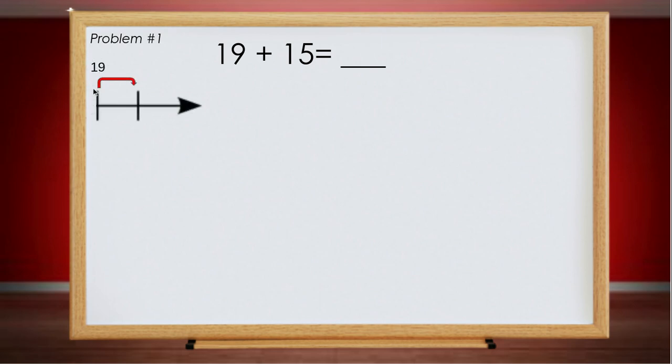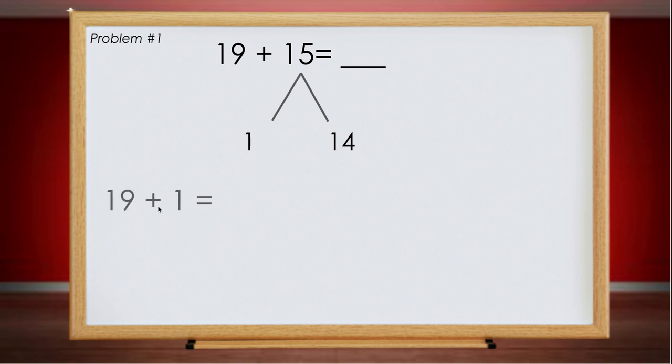So if I have 19, how many more to the next 10? That's right, it's one more. So if it's one more, I have to break the number 15 into 1 and 14. Now that I broke my 15, I can start making my next 10. 19 plus 1 equals 20. I still have this 14 left over.